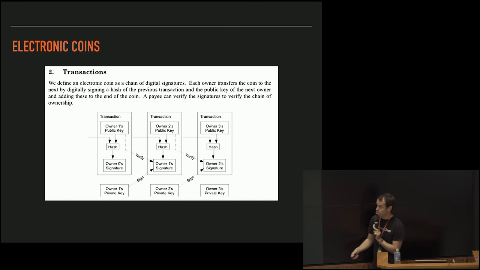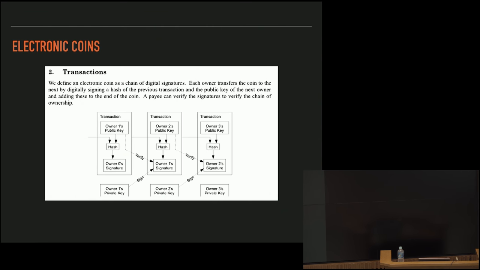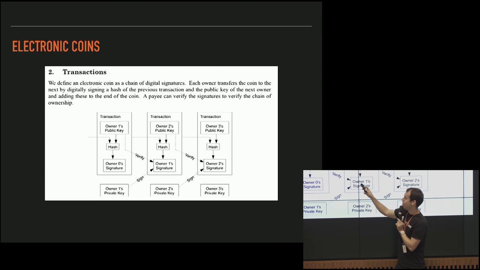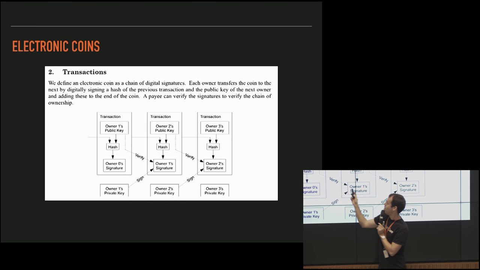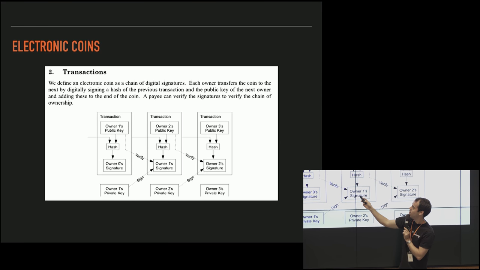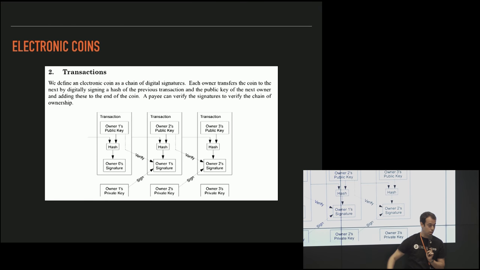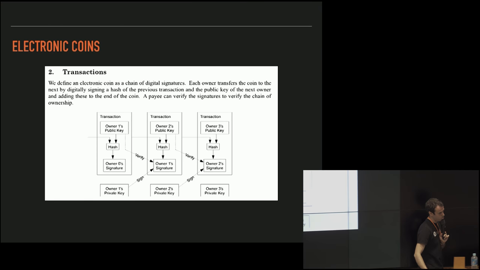So each transaction, this is transaction 1, it contains the public key of who now owns the coin, and it contains a signature of who owned the coin previously. And then next in the chain, owner 1 signs using his private key, has a hash of the previous transaction, and includes the public key of who he wants to pass the coin to.